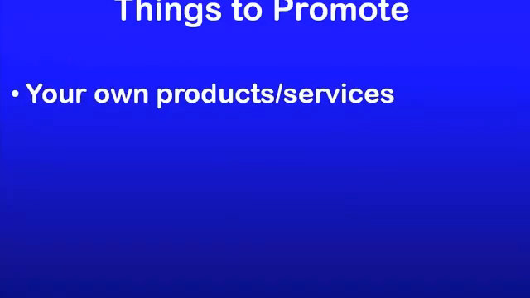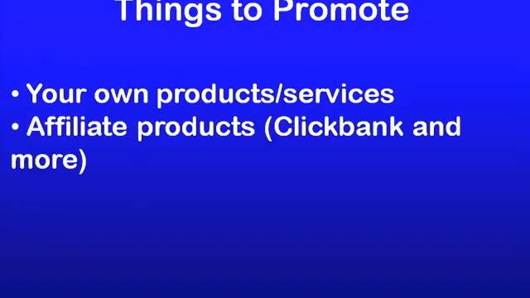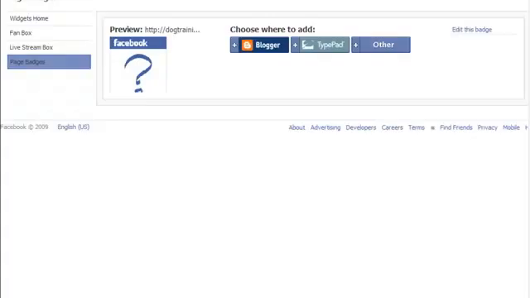I'm sure many of you are watching this video series with that in mind from the beginning, but some of you, maybe you've never tackled this type of thing before. So you can sell your own products and services. Affiliate products. If you don't have your own things, this is a great alternative. There are tons and tons of affiliate products out there. Let me just go ahead and show you an example.